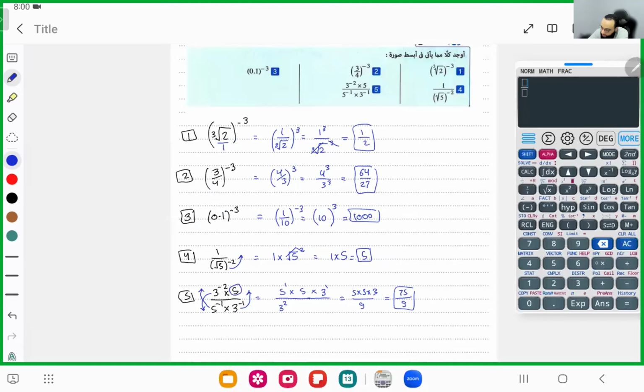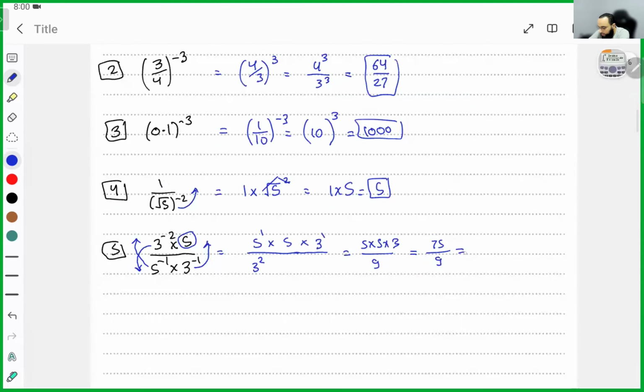You can do it with the calculator. Fraction 3 power negative 2 times 5 over 5 power negative 1 times 3 power negative 1. It's 25 over 3. Yes, because 75 divided by 9 is also 25 over 3. Okay, there is a simplifying. Divide 3 up, divide 3 down, it's going to be 25 over 3. You know what the problem was? It's a simplifying. We have to write the simplest form. You can check the calculator. Any problem? Is it clear?